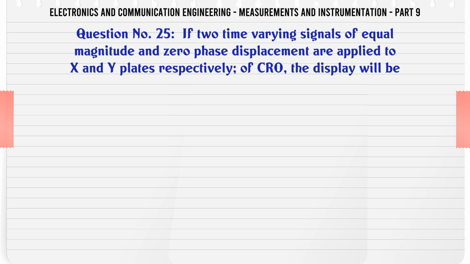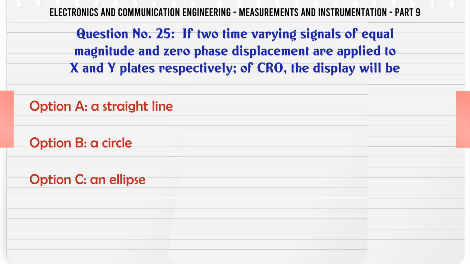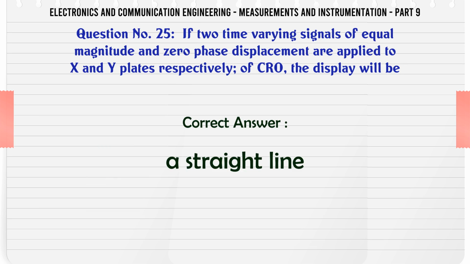If two time varying signals of equal magnitude and zero phase displacement are applied to X and Y plates respectively of CRO, the display will be A. Straight line, B. A circle, C. An ellipse, D. A square. The correct answer is a straight line.